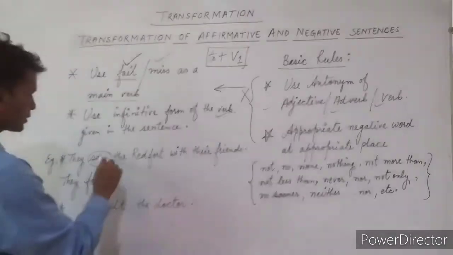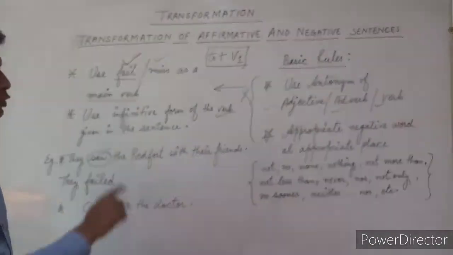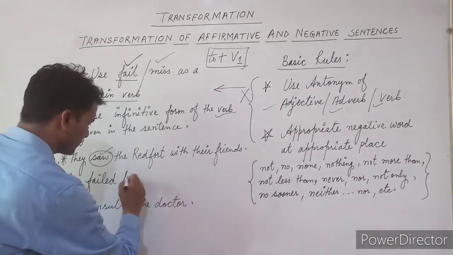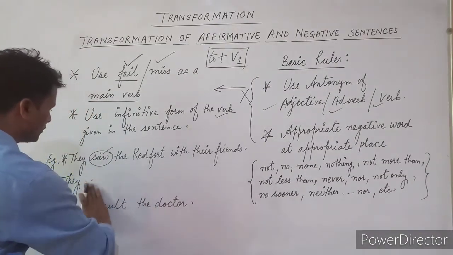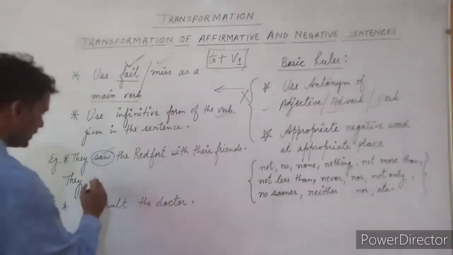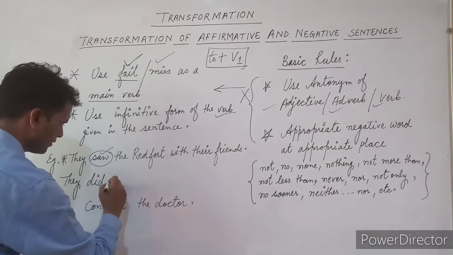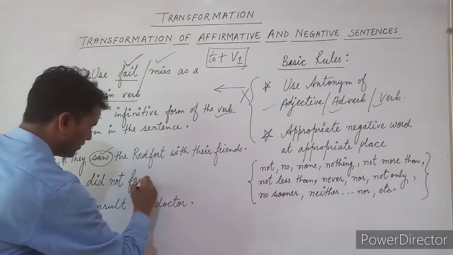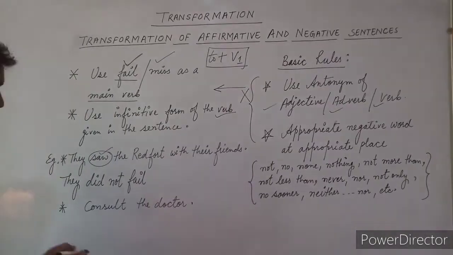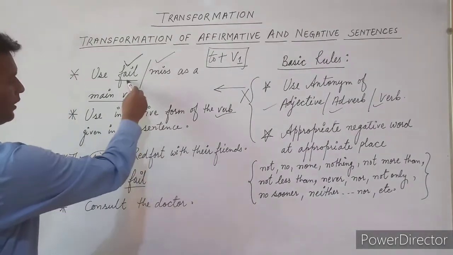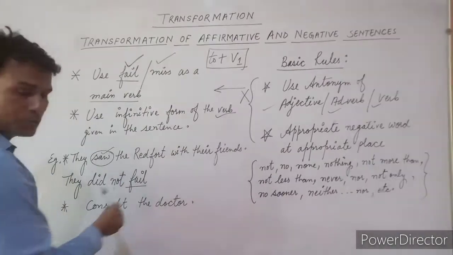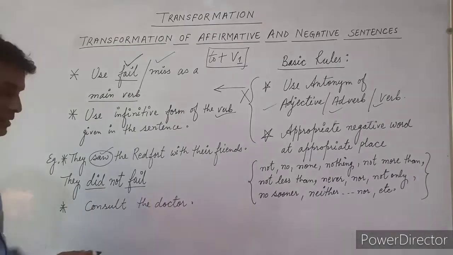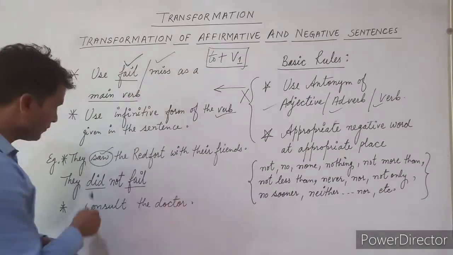And the infinitive form of the word given in the sentence. Which one is the word? Saw is the word. So its infinitive is to plus V1. The first form of saw is see. Sorry, you have to change it into negative. Right? So they did not fail. As the main word, you can use fail or miss. You can also use miss here. So they did not, because why do we use did? Because it's simple past tense. In the negative of simple past tense we use did not.